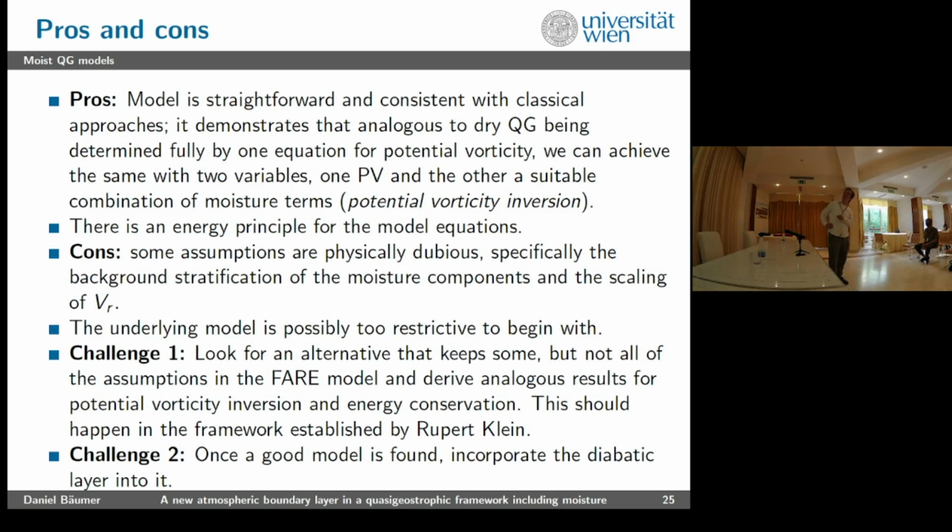And the underlying model might be too restrictive to begin with. So challenge 1, and that is what I started looking into: we looked for an alternative model that is a little more elaborate than the FAIR model, and this should happen in the framework established by Rupert Klein. Challenge number 2: once we have found a good model, we incorporate the diabatic layer into it.